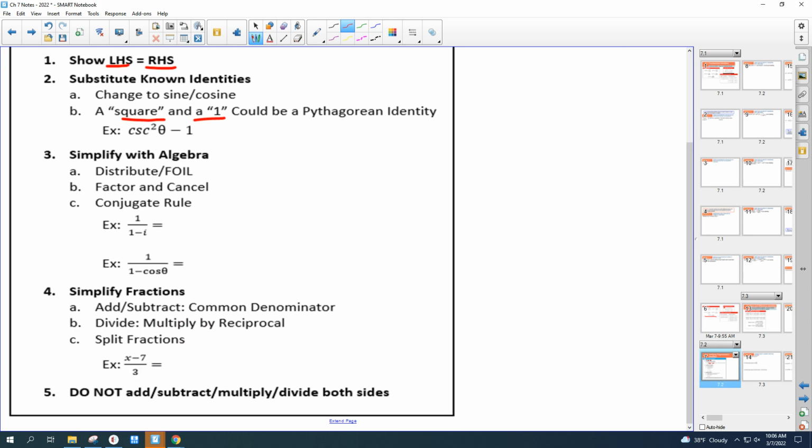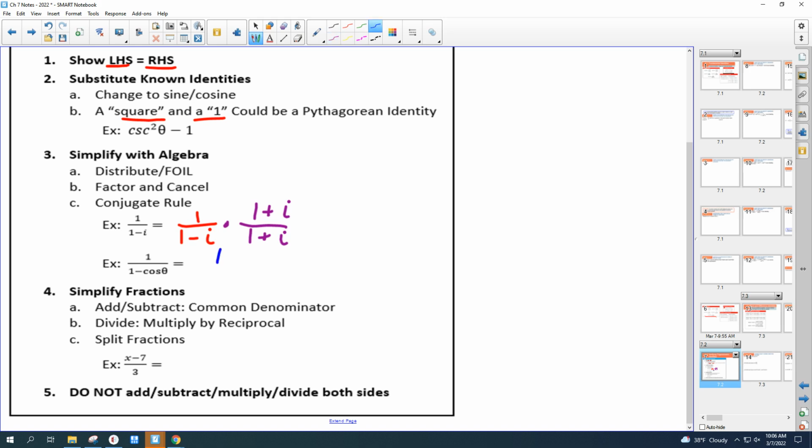We can distribute, we can FOIL, we can factor, we'll cancel. We've got this thing called the conjugate rule. And you should remember from last semester and also from Algebra 2, when you had a problem that looked like 1 over 1 minus i, you multiplied by 1 plus i over 1 plus i. You did that because your i times i turned into i squared. Nice things happen. Something canceled out. We're going to use kind of the same trick when we've got a 1 minus cosine or a 1 minus sine or even 1 plus sine. We're going to use the same kind of trick.